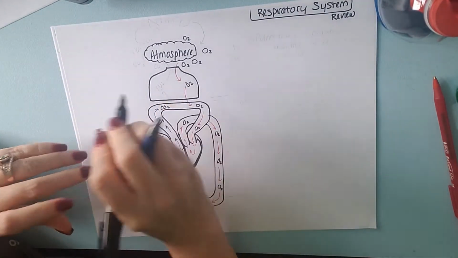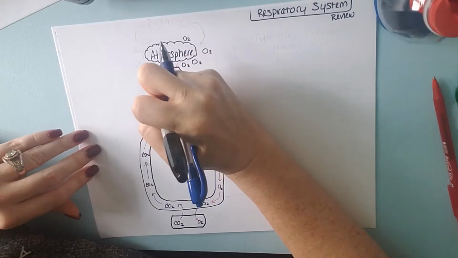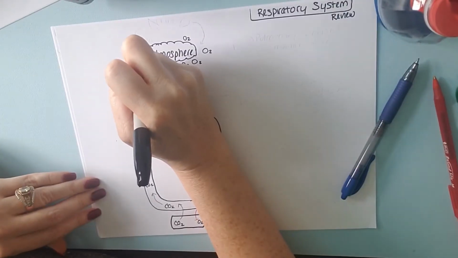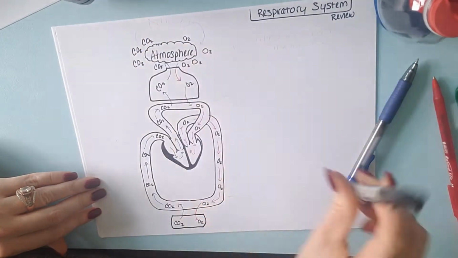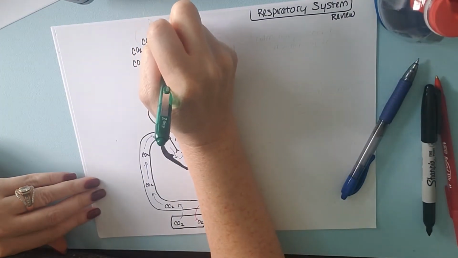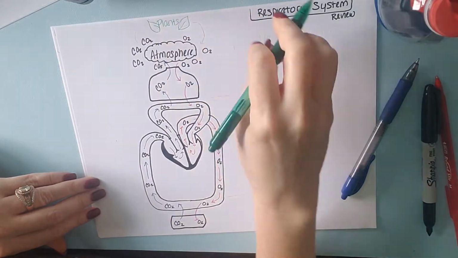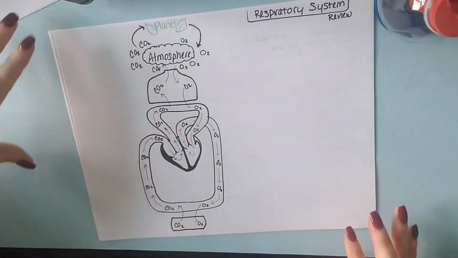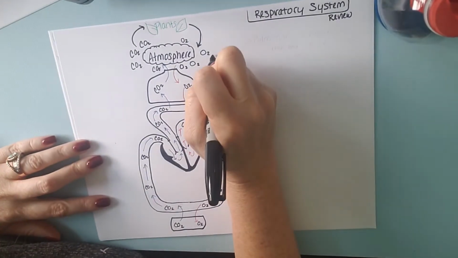and then goes up to the lungs. The CO2 then leaves the lungs back into the atmosphere. And what's great is that we have plants in this world which take in carbon dioxide and make oxygen. So the cycle continues round and round.